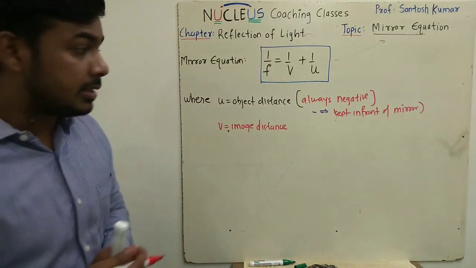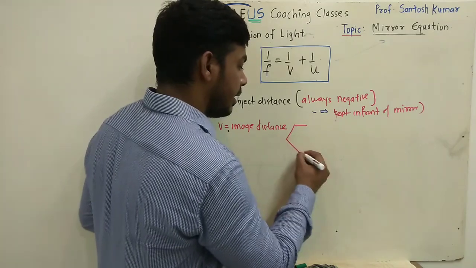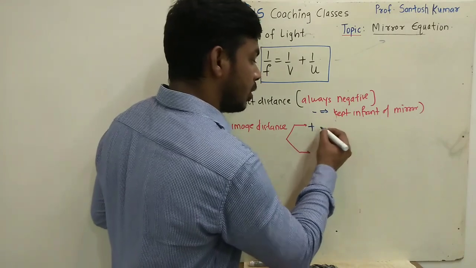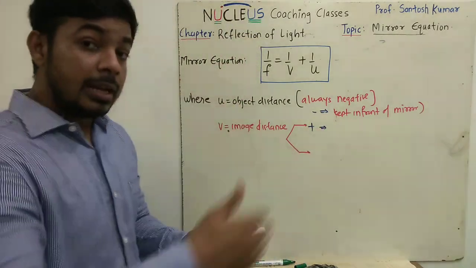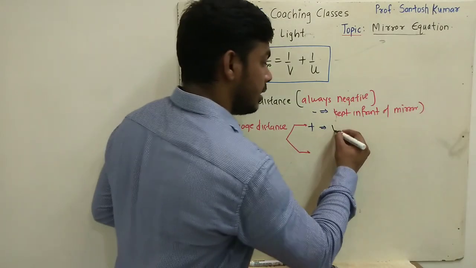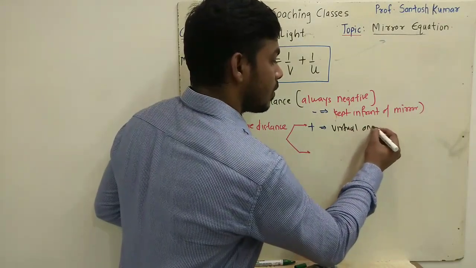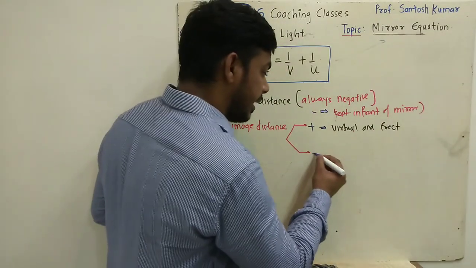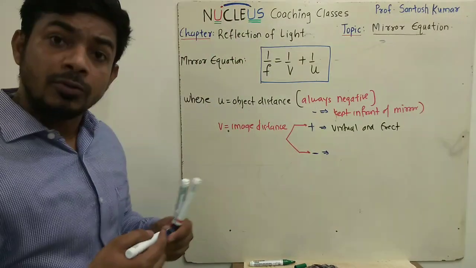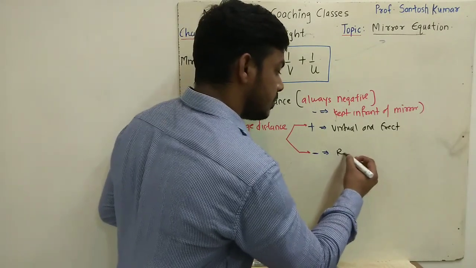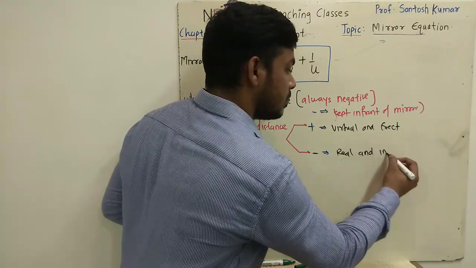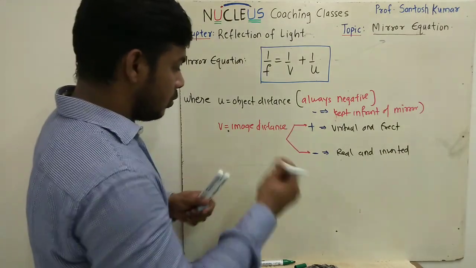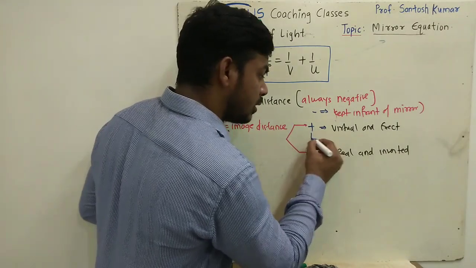V is called as image distance, and the value of v can be taken as positive or it can be taken as negative. So if v is positive, then image is formed, come on tell me, behind the mirror, then it is virtual and erect. And if v is negative, then it is formed in front of the mirror, that means it is real and inverted. So in this value, if v is positive, what does positive sign indicate?